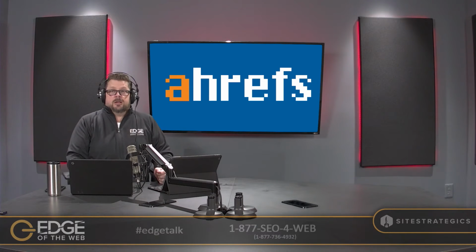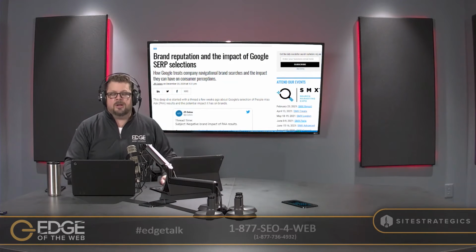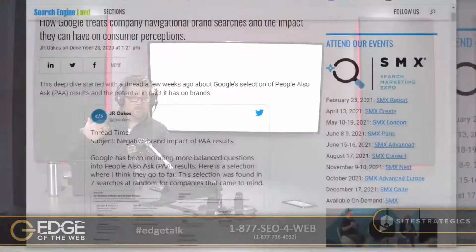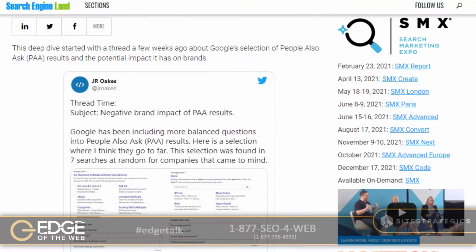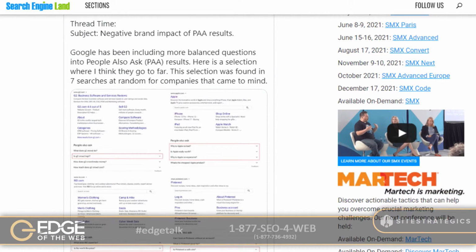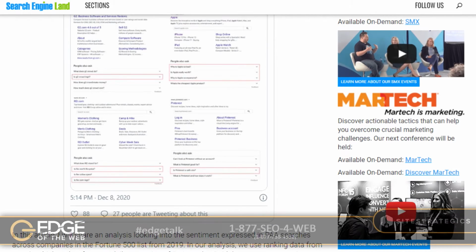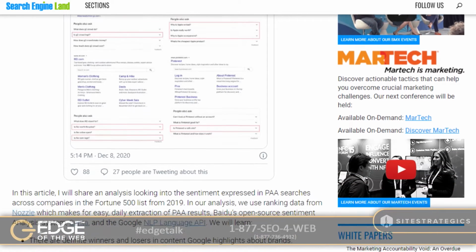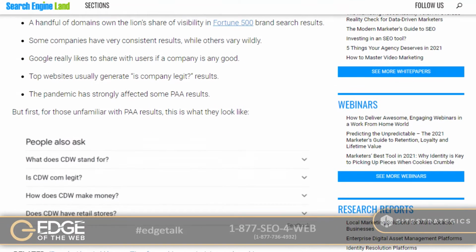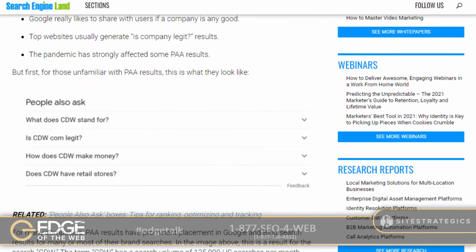All right. Last article, and this one is due for some deep diving here. This is one of our more substantial articles that we've covered in the news in a long time. This is from J.R. Oakes over at Search Engine Land, Brand Reputation and Impact on Google SERP Selections. It's about how Google treats companies' navigational brand searches and the impact that they can have on customer perceptions. I wanted to give this a good deal of due diligence and deep dive, so to speak.